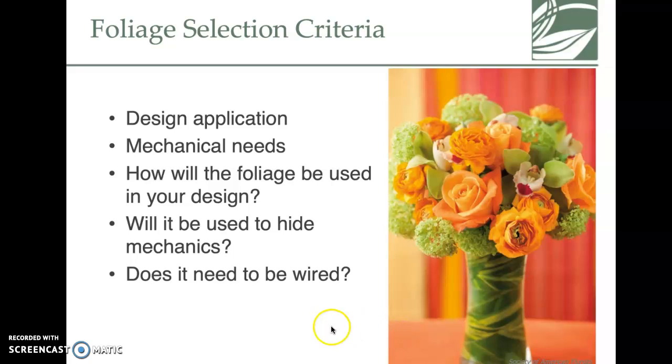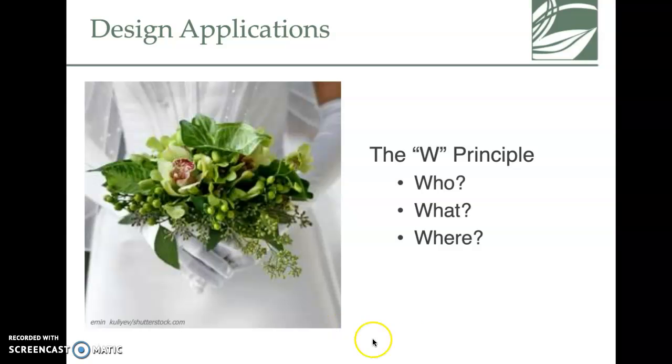So your mechanical needs, do I need to hide something? Am I going to green up that foam so that I'm hiding that foam? That's part of the mechanical needs. How will the foliage be used in your design? Will it be used behind mechanics? Does it need to be wired? The W principle applies here again. Who, what, where, what is it for?